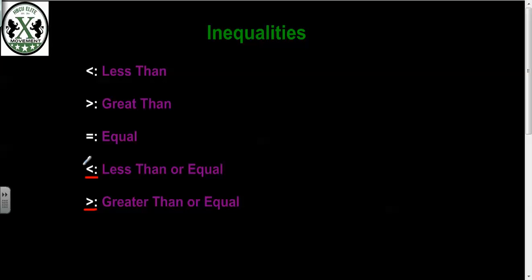Also, when you have a less than sign with a line under it, that means less than or equal to, and a greater than sign with a line under it means greater than or equal to. With that being said, the easiest way to grasp this concept is to look at it in terms of a real number line.